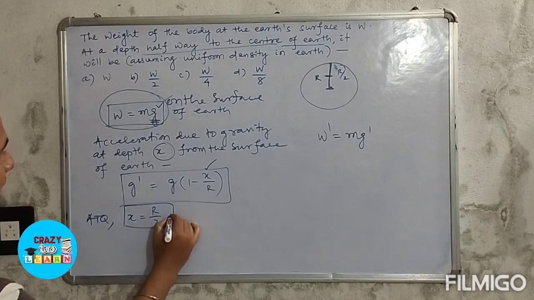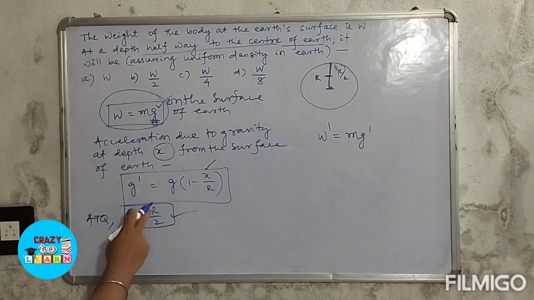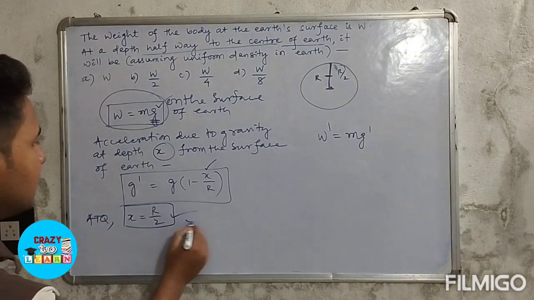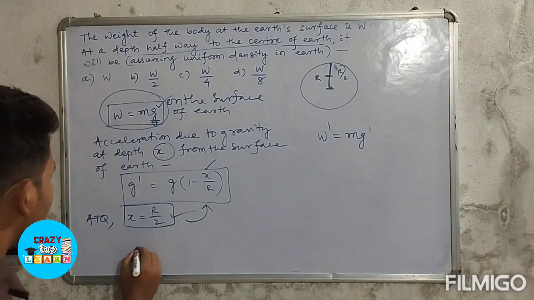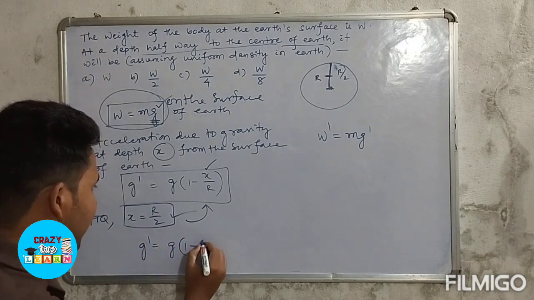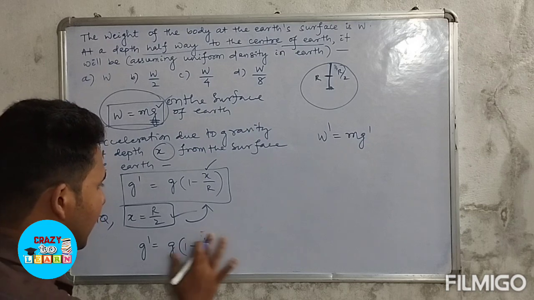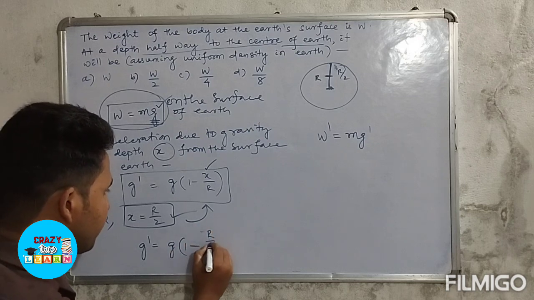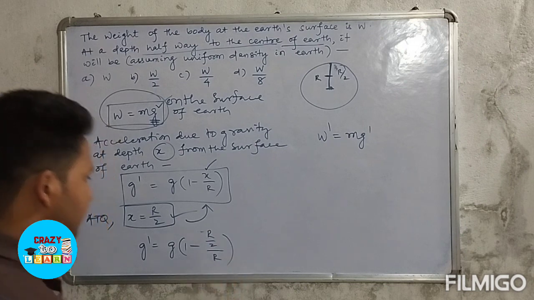The depth is half of the distance to the center of the earth, and the distance to the center means the radius of the earth. So x is r by 2. Put it in the above formula. We will get g dash is equal to g into 1 minus r by 2 divided by r.